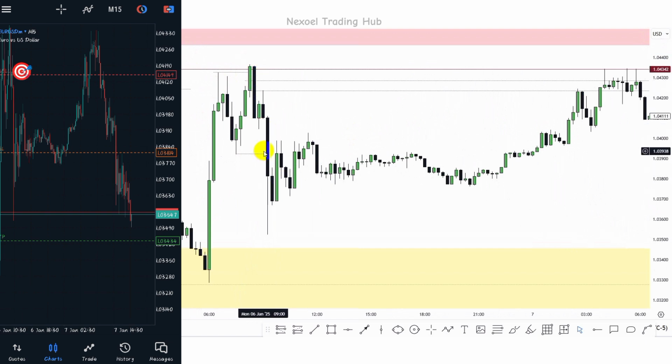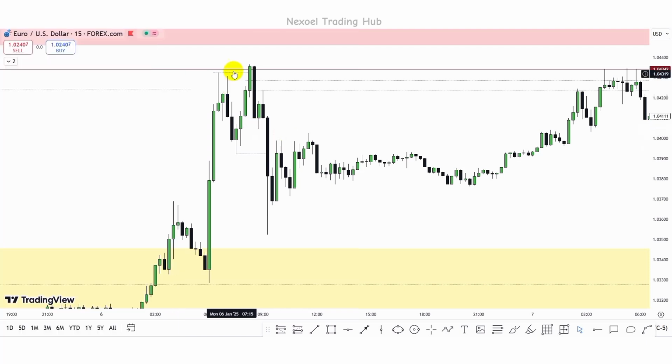This is part of the model I've been teaching in the mentorship program. So we're also going to continue with the other models which I've not touched in the course of the mentorship program. So now we can see the displacement to the downside. Price gave us a market structure shift.